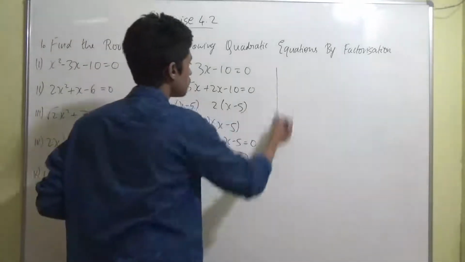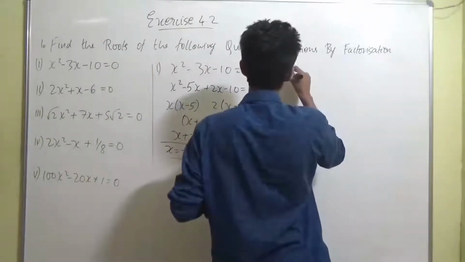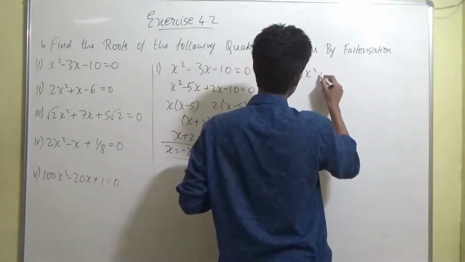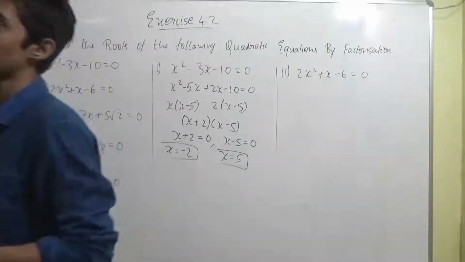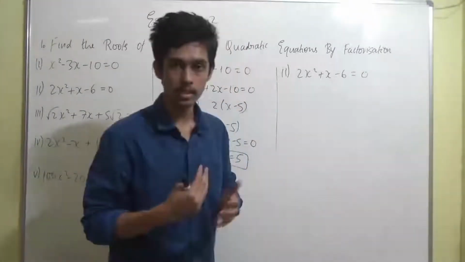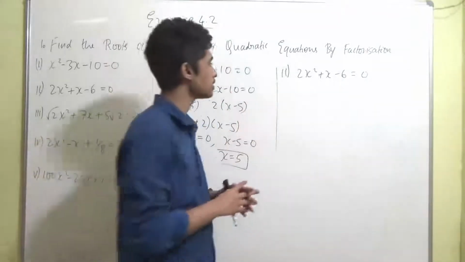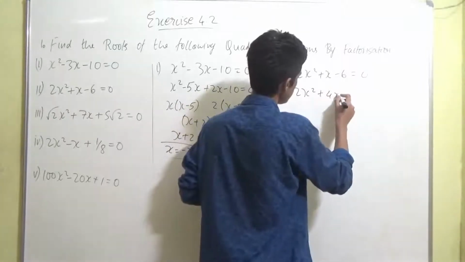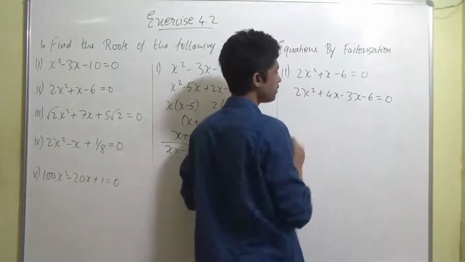If you see the second sub-question, we already did it as an example in the last lecture. It was 2x square plus x minus 6 equal to 0. We saw that the multiplication of the first and last term gives us minus 12x square, so we had to split the middle term in such a way that it gives us minus 12x square. Please watch the last lecture, we did the same question there. So it is 2x square plus 4x minus 3x minus 6 equal to 0. In this way we split the middle term.